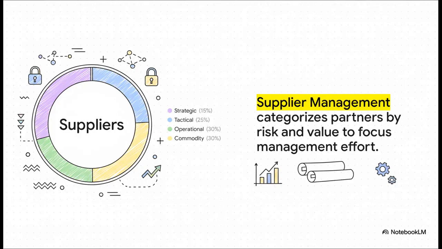And then there's supplier management. This process makes sure all your partners and contractors are reliable, and you can't treat them all the same. A strategic partner who provides a critical, high-risk component needs way more management and oversight than, say, a commodity supplier who just sells you office supplies. It's all about managing risk.